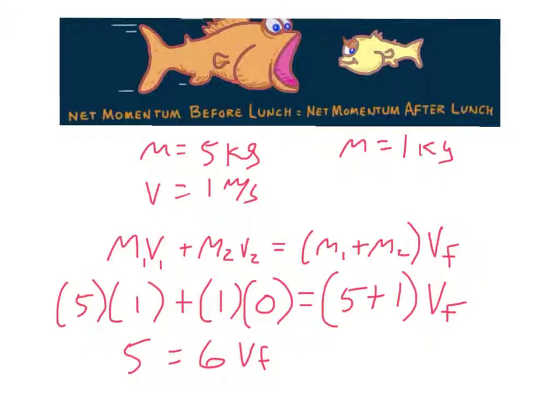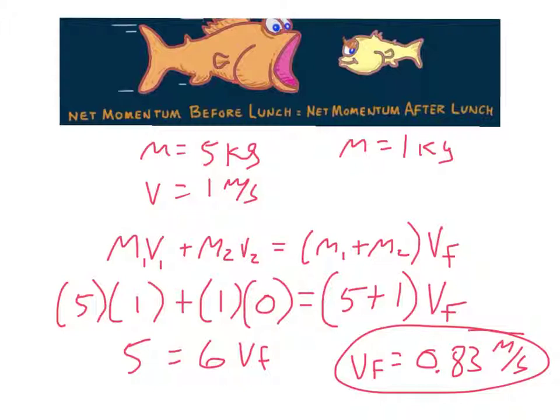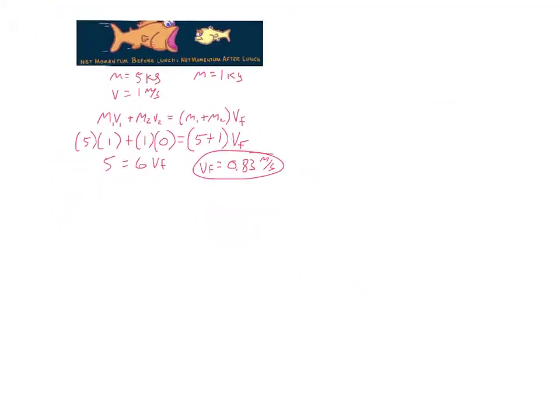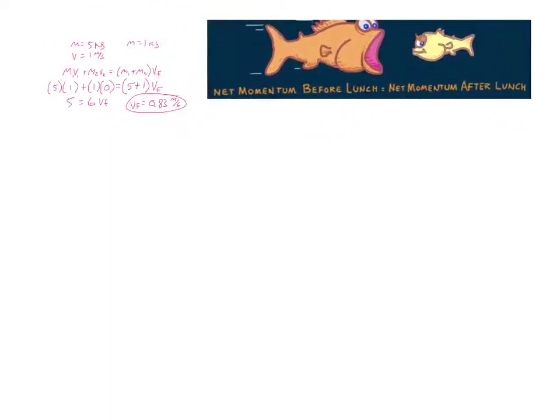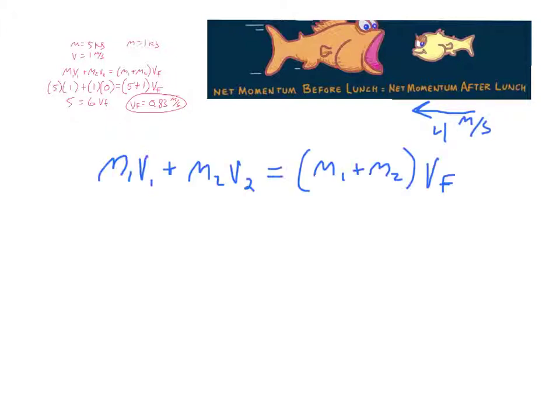So the final velocity has got to be lower than the initial velocity. And working this out, we see that the final velocity is 0.83 meters per second. Now let's suppose that this small fish was not initially at rest, that instead it had another velocity, swimming toward the large fish. We'll say the small fish was moving toward the large fish with, say, a velocity of 4 meters per second. In that case, the total momentum before is still going to equal the total momentum after, but let's see how that changes the final velocity of our big fish.